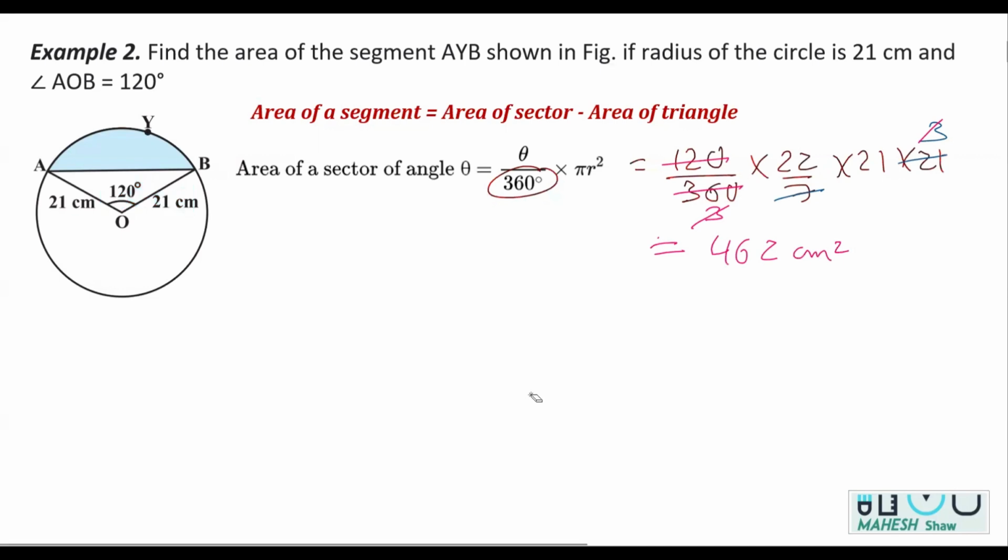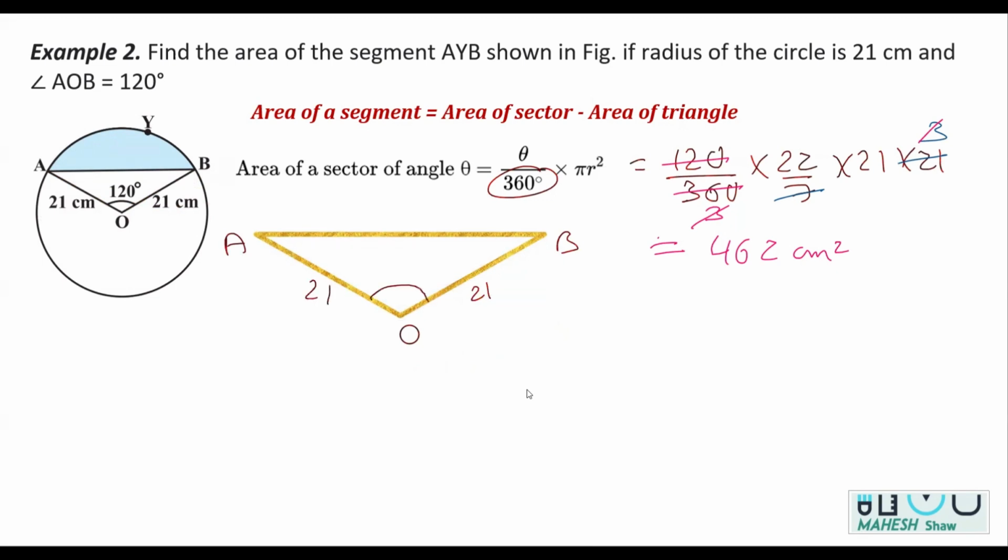Now we are going to find the area of the triangle. To make it clear, I'm taking out this triangle from here. I'll name it as it is named over here. This is A, this is B, this is the center O, the radii being 21, and the central angle AOB is 120. So you can see that this is neither an equilateral triangle nor a right angle triangle.